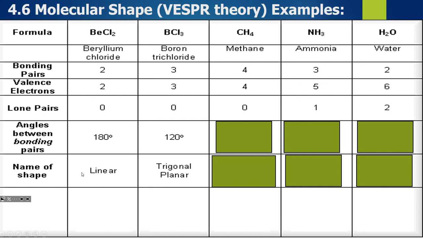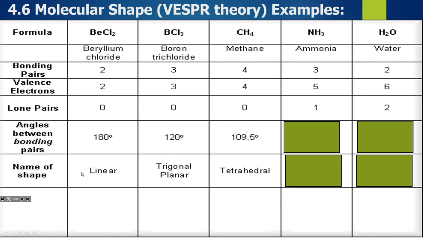Okay, so looking at the next one. CH4. So one thing in the center, 4 things attached to it, no lone pairs. Tetrahedral, what was the angle on tetrahedral? 109.5, good.